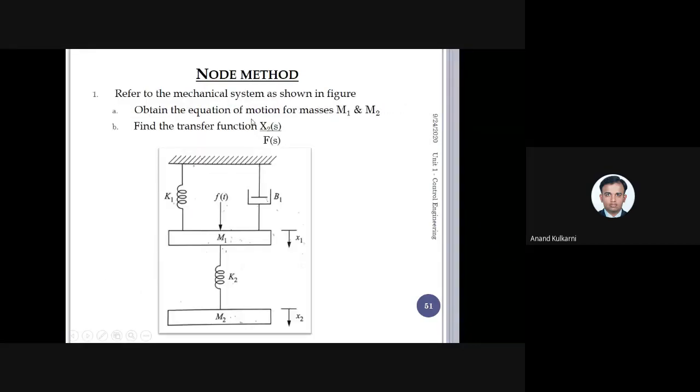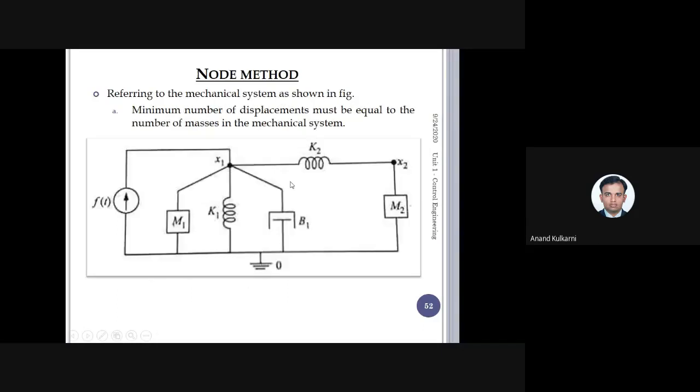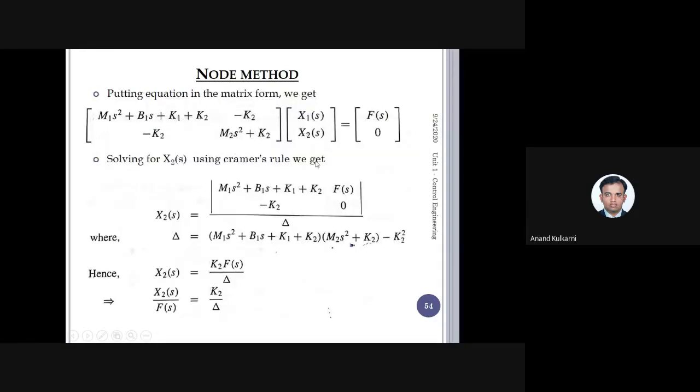Then the next part: also find the transfer function of X2 of s and F of s. The reason why I put it in matrix form is for solving this X2 of s divided by F of s. We are going to use Cramer's rule, which states, just observe here, it is a very simple method. Once this matrix is written, this is immaterial now. This is not important for me. I just stop here.